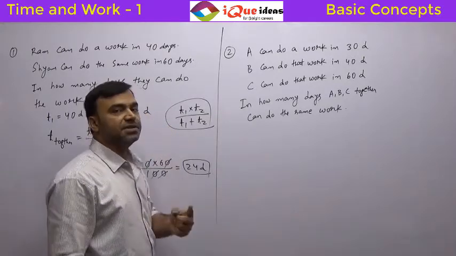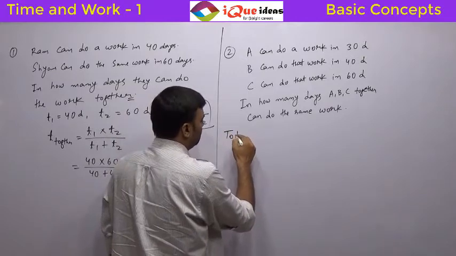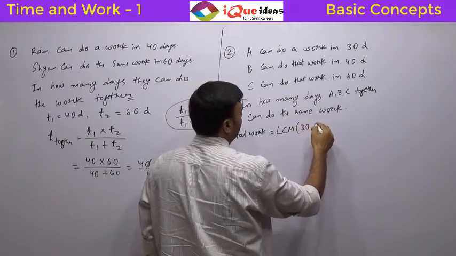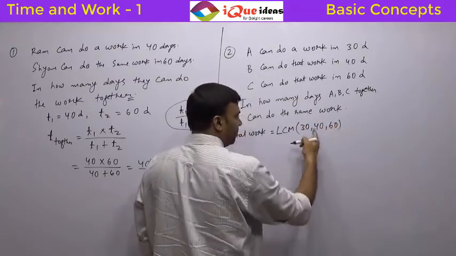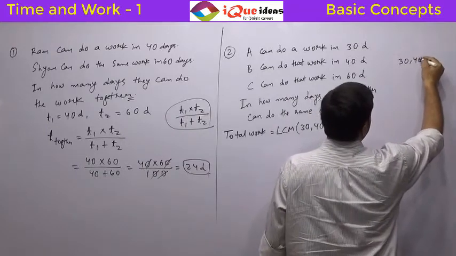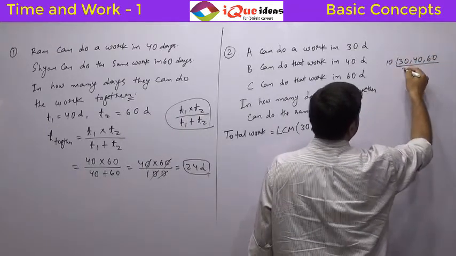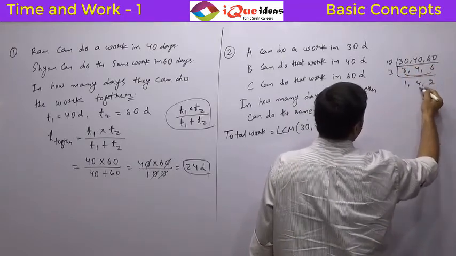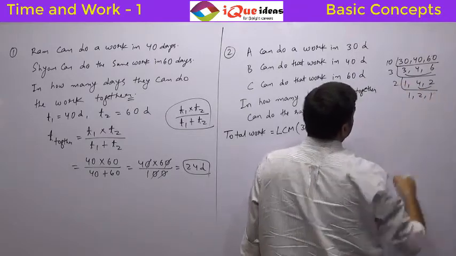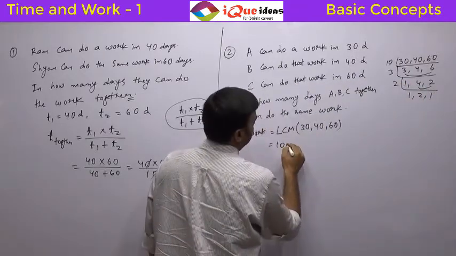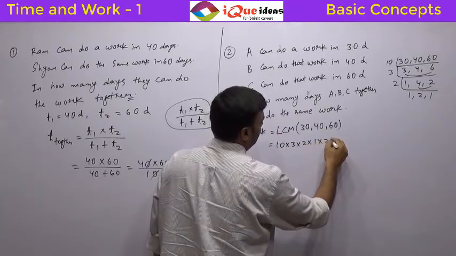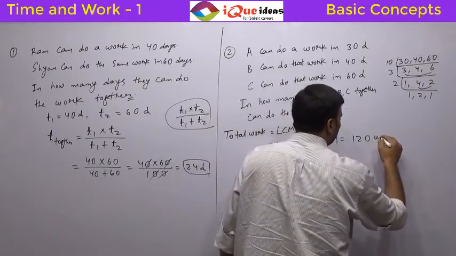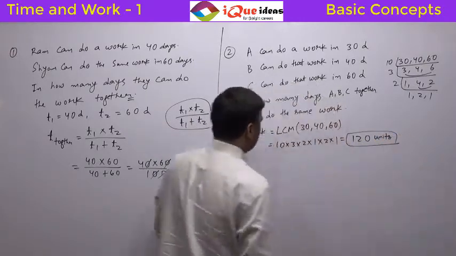We should follow the third method, which is the LCM method. Let's assume that the total work is equal to the LCM of the individual times, that is 30, 40 and 60. Now what is the LCM of 30, 40 and 60? Take 10 common, so we get 3, 4 and 6. From 3 and 6 take 3 common, so 1, 4 and 2. From 4 and 2 take 2 common, so 1, 2, 1. So the LCM is 10 into 3 into 2 into 1 into 2 into 1, which is equal to 120. Let's use the word units, so the total work is 120 units.